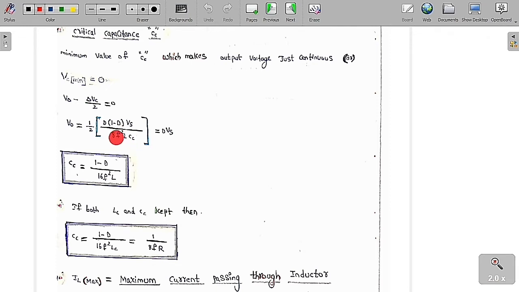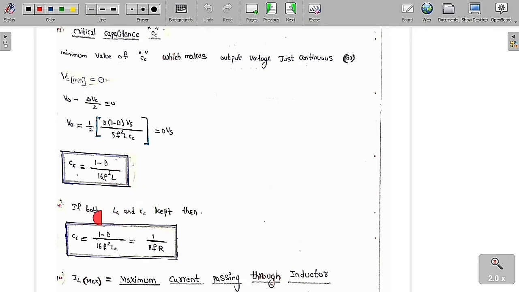Just now we have done delta Vc, which is d into 1 minus d into Vs by 8 f square L Cc. Here we are going to use the critical capacitor. So Cc is equal to, whereas V0 is equal to d into Vs. If we solve this one, we are going to get Cc is equal to 1 minus d by 16 f square L.